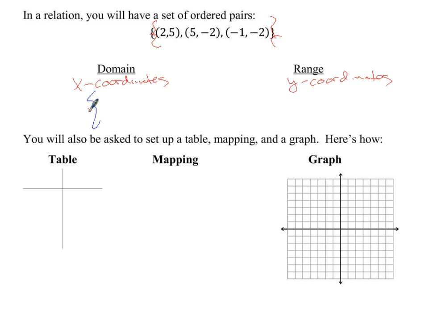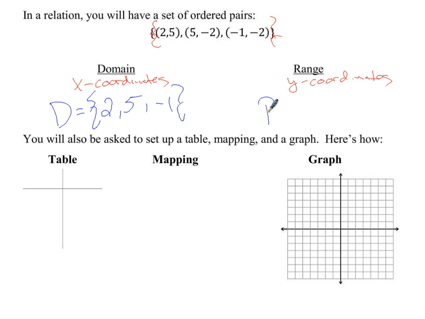So I'm going to write squiggly bracket, D equals, D is for domain, what? 2 is a domain value. 5 is also. And how many is it? Negative 1 is also, and that's it. Close your squiggly bracket, and that's your domain.